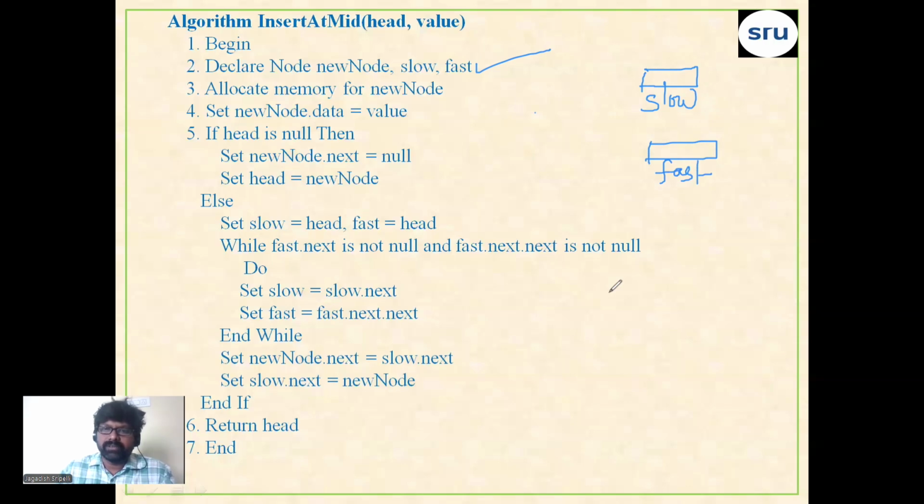A new node I am taking. Why? Because here I want to explain through the diagrammatical representation.